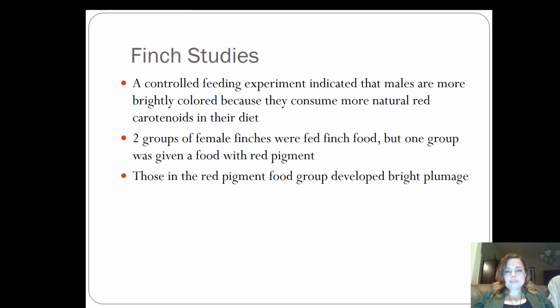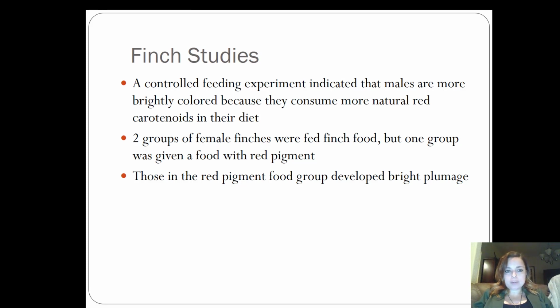In controlled feeding experiments where researchers will selectively control what each organism is eating, we find that males are more brightly colored, and that has to do with their diet. They will consume more carotenoids. Carotenoids are found in many different foods and will result in changes of color for a lot of different birds. For example, flamingos are pink because of the carotenoids that they eat in their diet. Fish can eat carotenoids that are found in plants and become more brightly colored, for example.